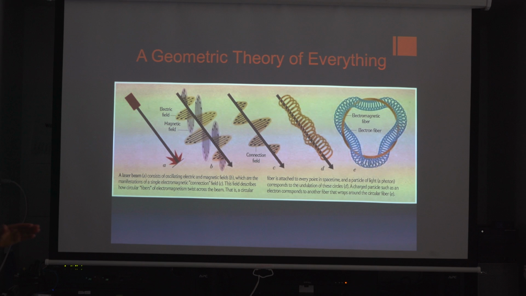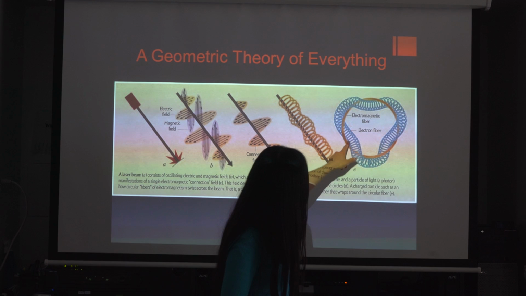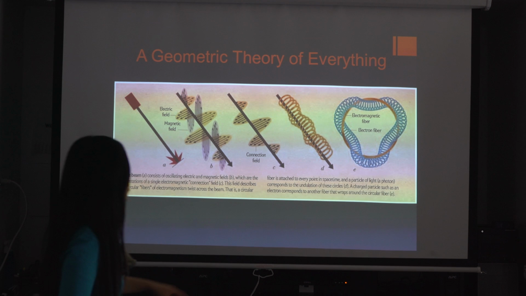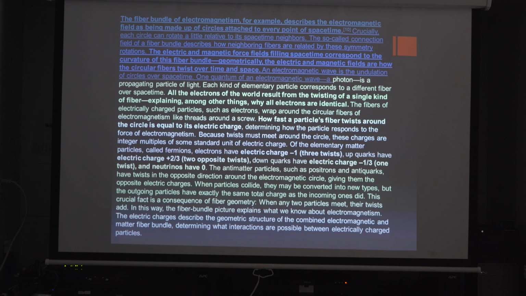So the twist should be how many times these wrap. For example, this looks like three times. Yeah, right. So this is the electron fiber, and this is the electromagnetism fiber. How many twists does each line go through in the 30 rings? How many times does each one wrap? Because I saw there's a 3-5.